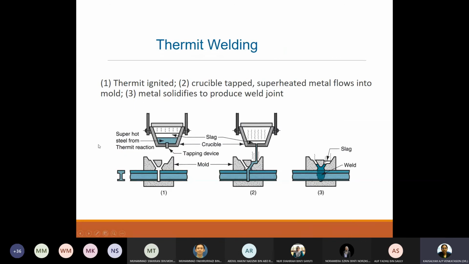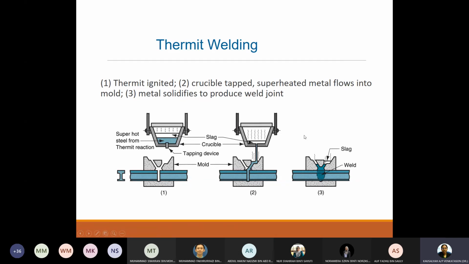So thermite, over here you have the schematic diagram, all right. Thermite is ignited, okay. The crucible is tapped, superheated metal flows into the mold, and metal solidifies to produce the weld joint. So you see you have your part over here, okay, and then you have the mold to hold. You have a heated molten metal which is just poured in to solidify, and then you have your slag which you take out.